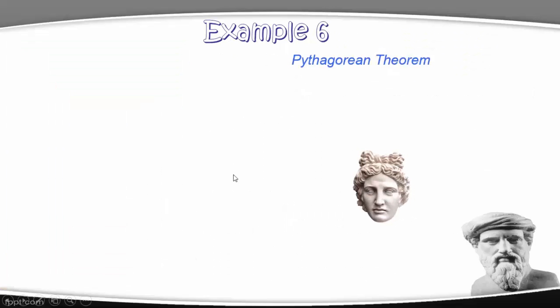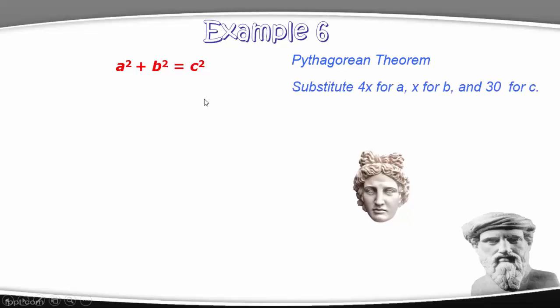Of course, we're going to start out with the Pythagorean theorem, and the Pythagorean theorem, as we have already stated, is a squared plus b squared equals c squared, where these two are the two shorter sides and c is the long side, and in this case is the length of our ladder. So now we're going to plug in the appropriate parts. We're going to substitute in 4x for A, x for B, and 30 for C, because that's the length of our ladder. So there we do that, and now we solve that.